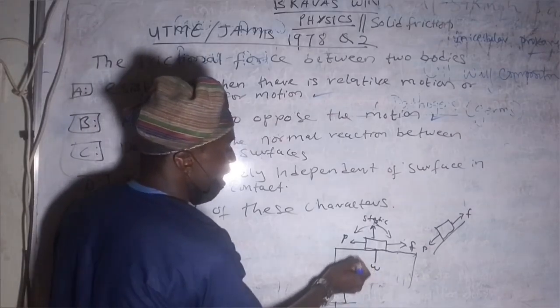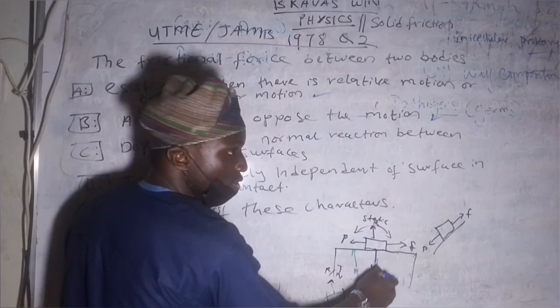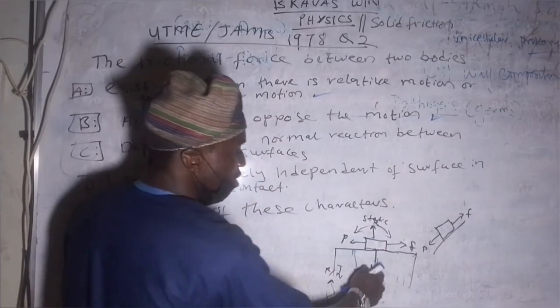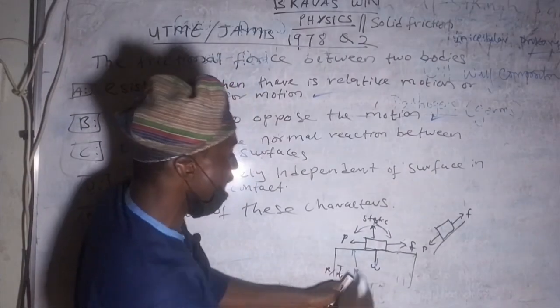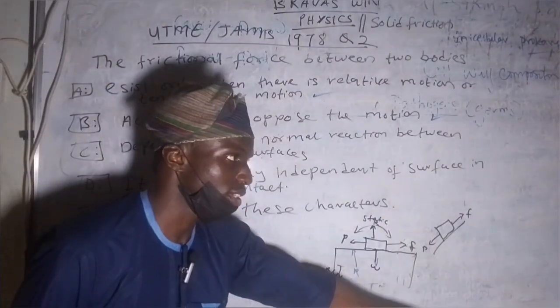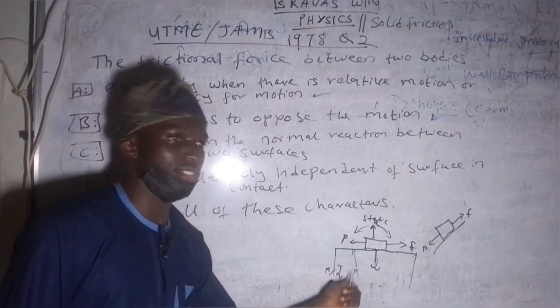Your table must apply higher reaction, an upward force, as the body is applying what? Higher weight. So that the block will not fall down. Which means the more you increase the weight, the more the increase in reaction. And we said the more you increase the weight, the higher the friction. Definitely, the higher the reaction, the higher the friction. Do you understand? The more the weight, the more the friction. And the weight must be equal to reaction, which means the higher the reaction, the higher the friction.